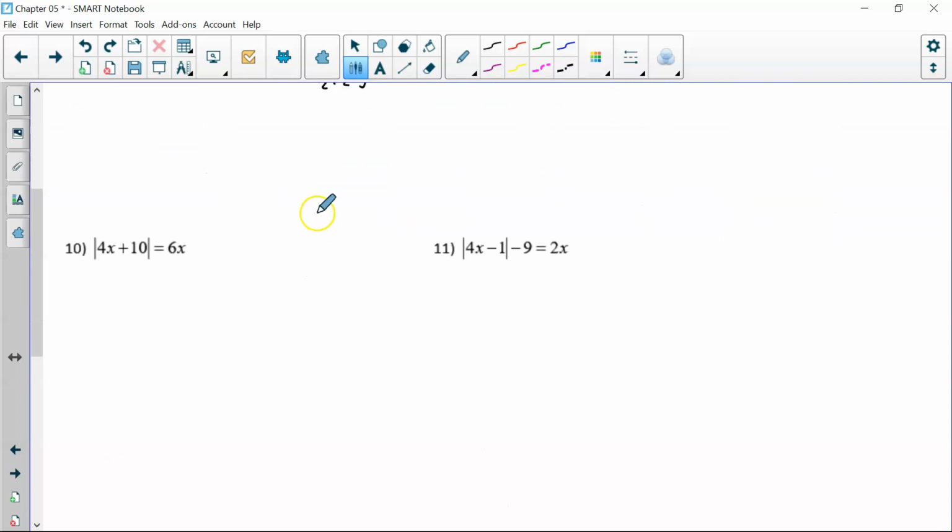Problem number 10. Same thing. 4x plus 10 equals negative 6x. 4x plus 10 equals positive 6x. Subtract 4x from both sides. 10 equals negative 10x. Divide both sides by negative 10. X equals negative 1. 10 equals 2x. Divide both sides by 2. X equals 5. And as it was for the last one, it's important for us to check for extraneous.